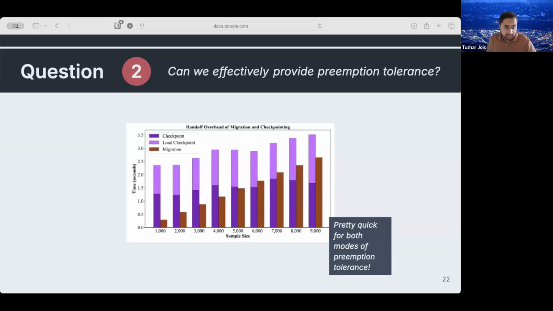Both saving something to a checkpoint and loading a state from that checkpoint, as well as migration, take less than 5 seconds even at a 9,000 sample size, which is pretty good.